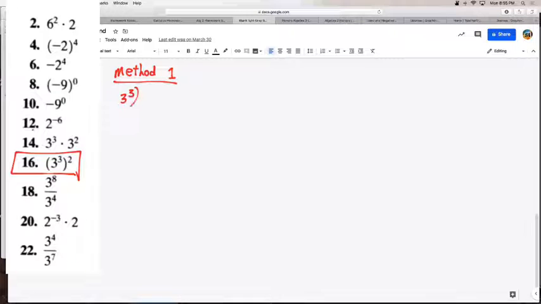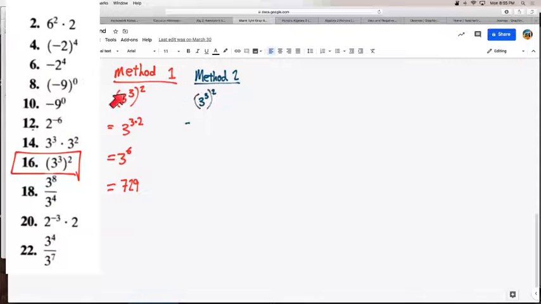Just to go over this so you understand what I mean by 2 methods again, this is an example of power of a power. We have 3 to the 3rd power to the 2nd power. The power of a power says we're supposed to multiply the exponents. That's 3 to the 3 times 2, which is 3 to the 6th. 3 to the 6 is 27 times 27, or 729. It's fine if you had to use a calculator for that. We're not all savants.